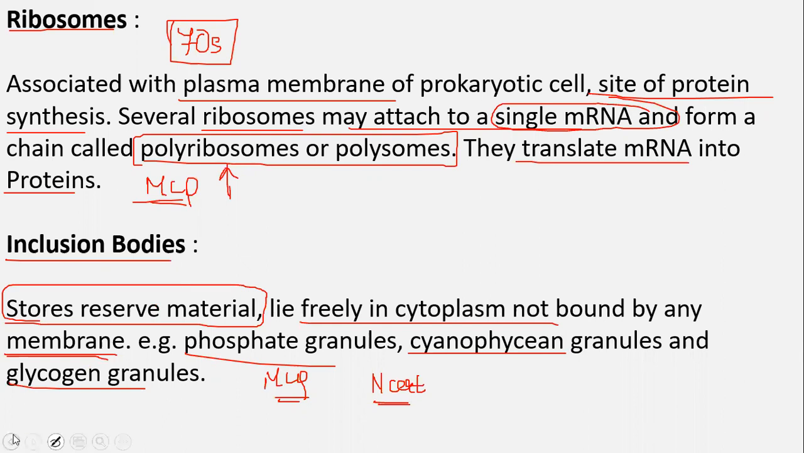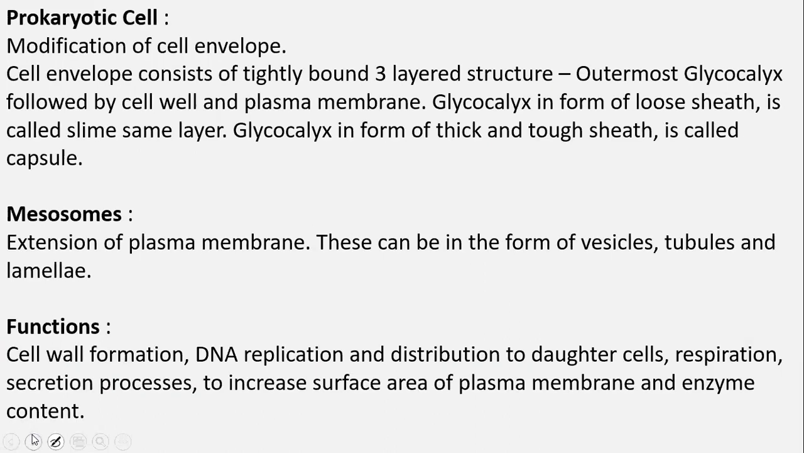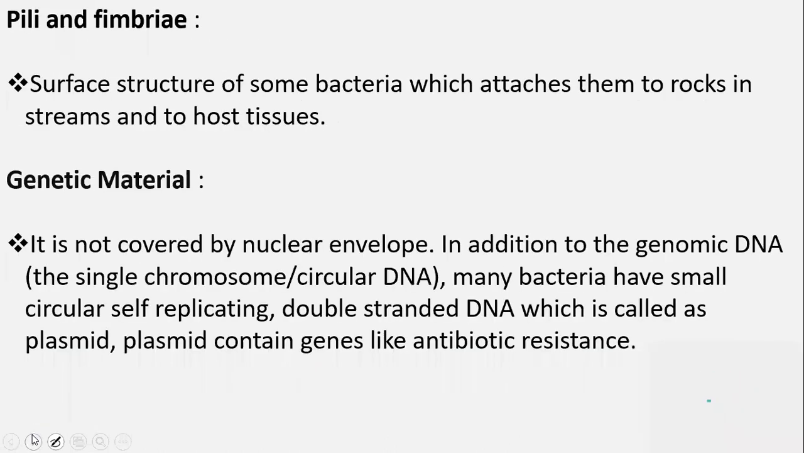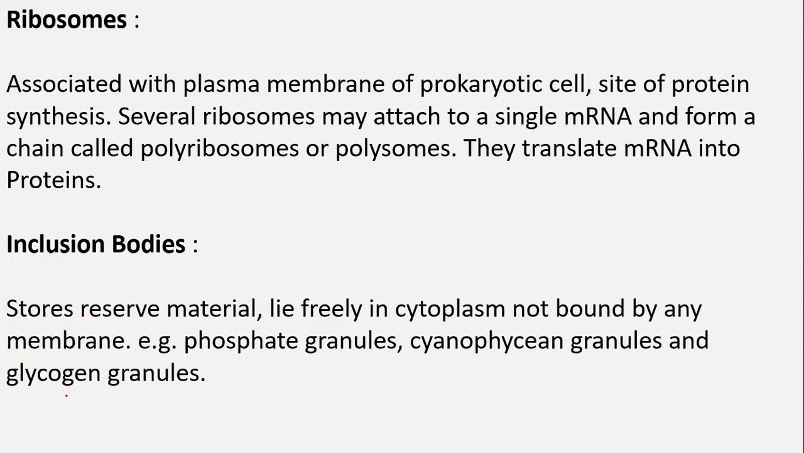So we have discussed the cell theory, then the mesosomes, glycocalyx, cell wall, plasma membrane, pili, fimbriae, genetic material, ribosomes, and inclusion bodies. Guys, after this lecture, you will get the PDF of this lecture in our Telegram group, as well as in the description box, and I'll provide you with the NCERT extract of this chapter, which is very, very important.